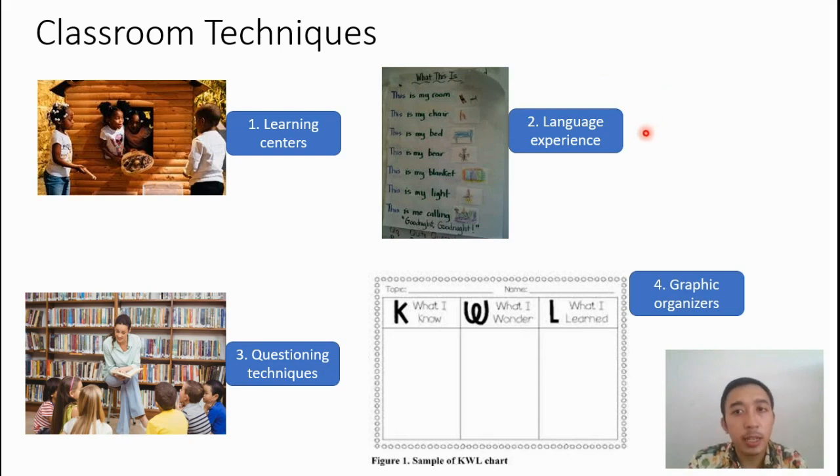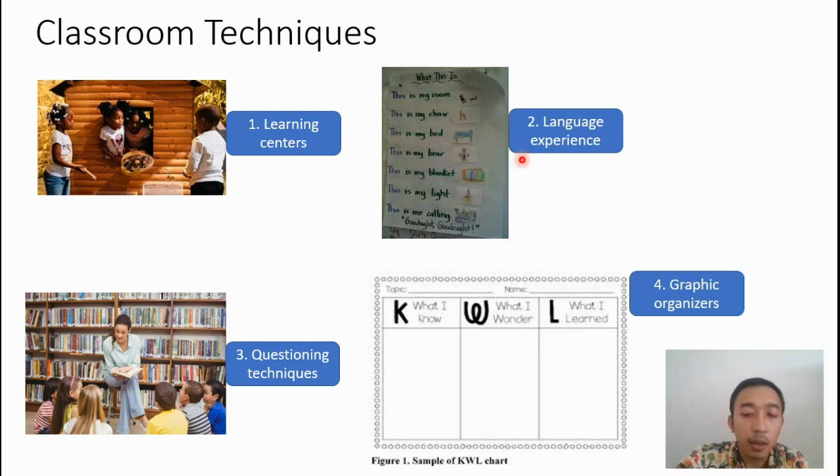Next one is the language experience. Language experience is also a good technique of teaching reading. It means that the language experience approach relates to their experience in learning the foreign language, in learning English. For example, when we have, what is this? This is my room, this is my chair, this is my bed, for example.